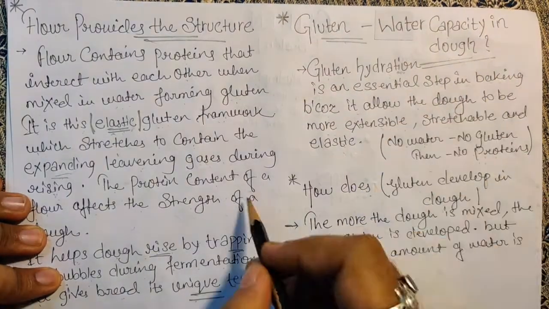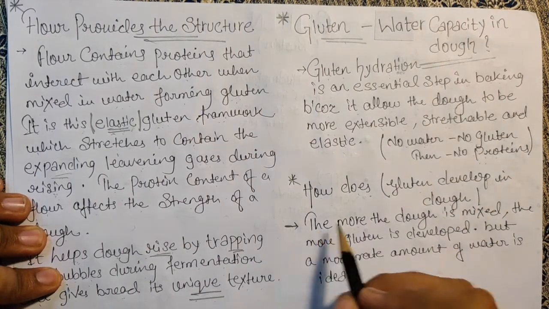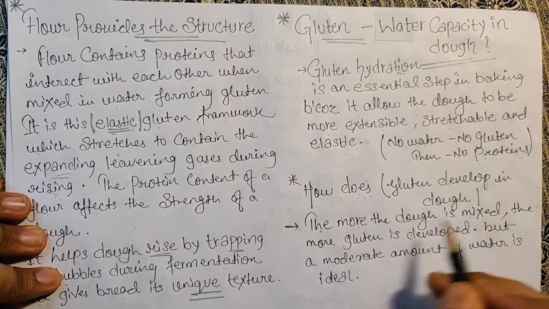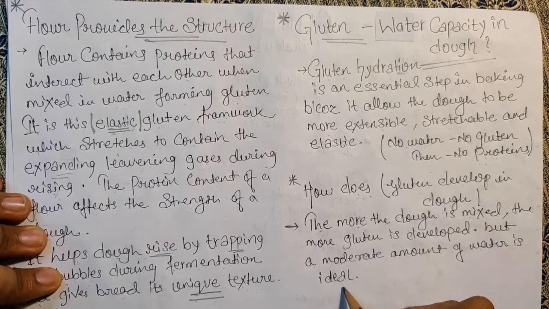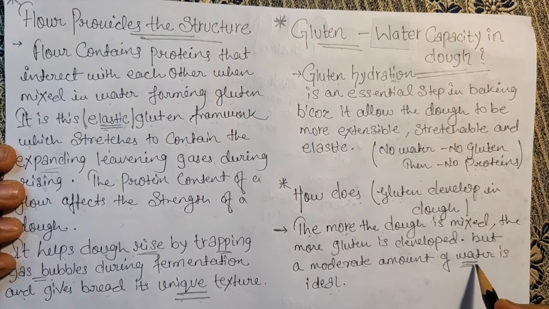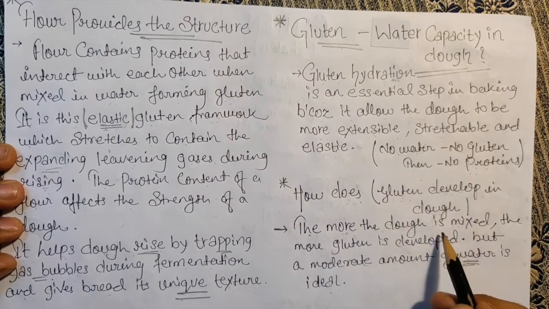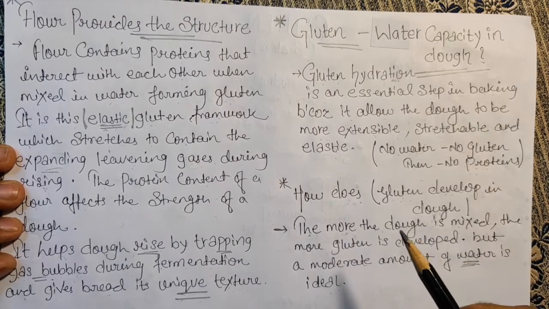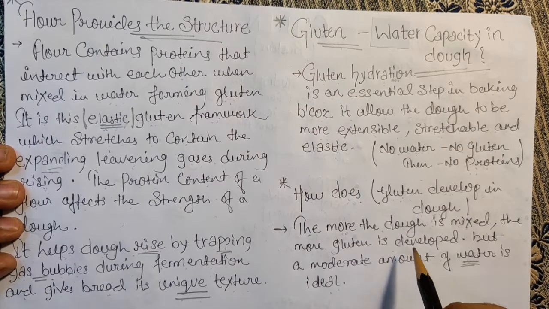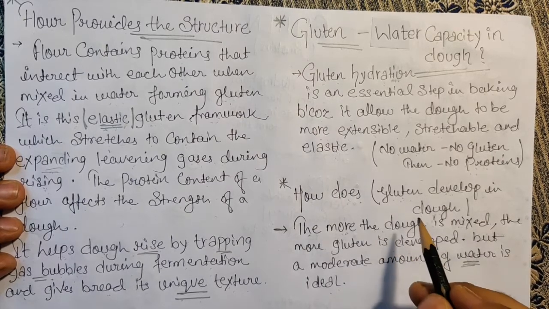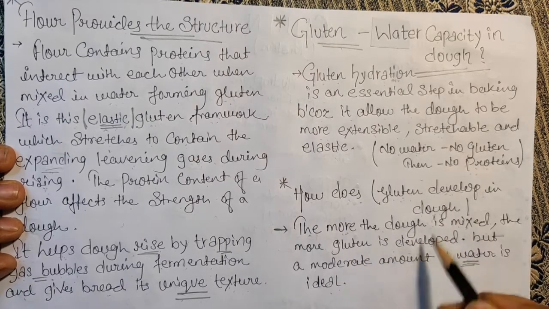Clear with this? Next question, how does gluten develop in dough? Here we go. The more the dough is mixed, the more gluten is developed, but a moderate amount of water is ideal. The amount of water is essential when it comes to the formation of a good dough, right? And for gluten development, the more you work them, the gliadin and glutenin will mix together in a better way, and the more you exercise them, meaning kneading, that will help to develop the strength, the extensibility and the elasticity. Clear with this?